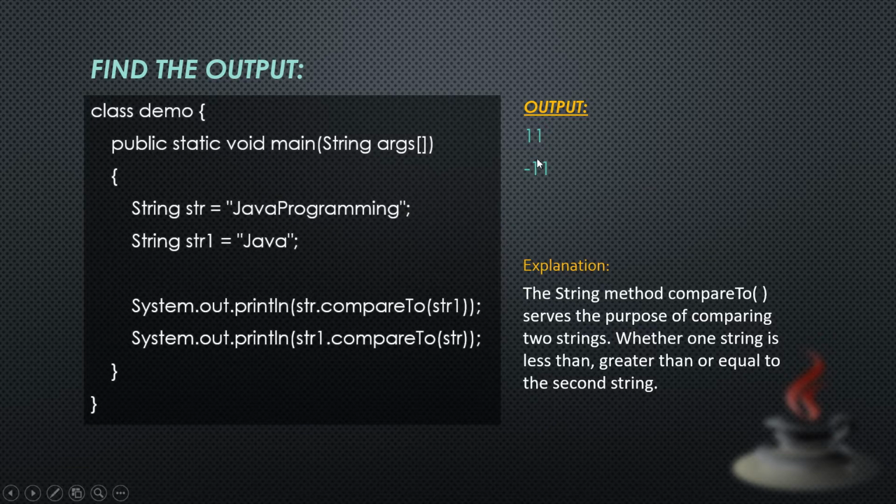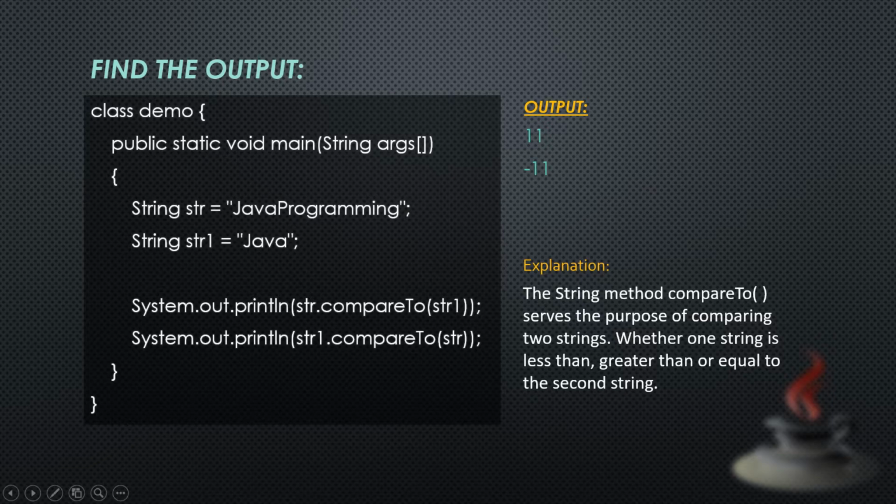So "Java programming" is greater than "Java" by 11 characters, so it returns a positive value, 11. But in the next line, string1 is compared to string, that is "Java" compared to "Java programming", so it is less than by 11. The value is lesser than "Java programming", so it returns a negative value. So this is the explanation of the compareTo method.